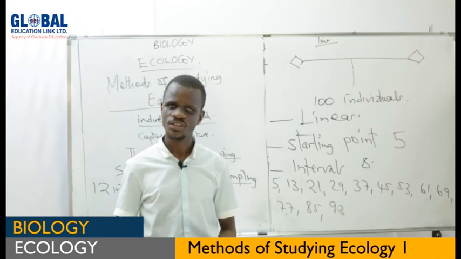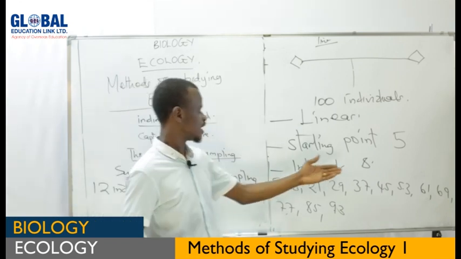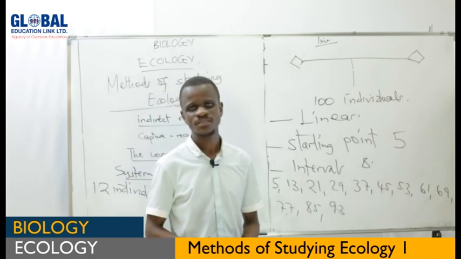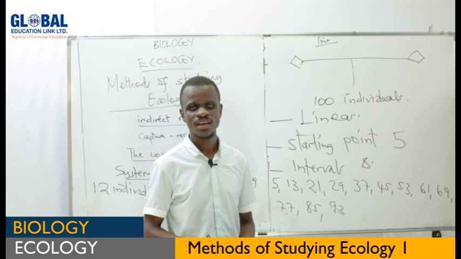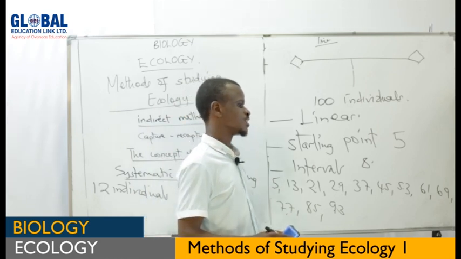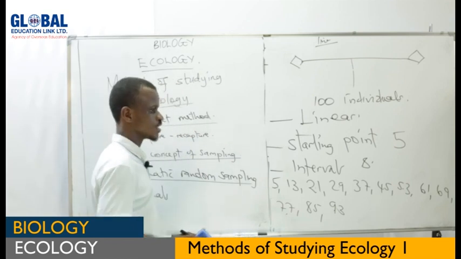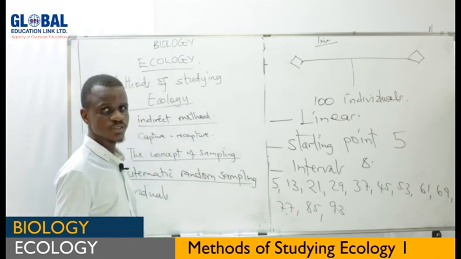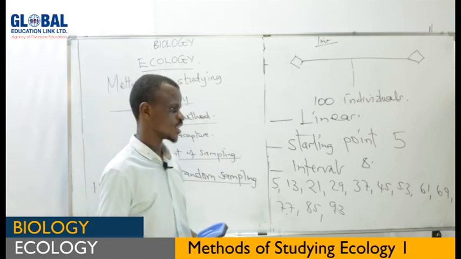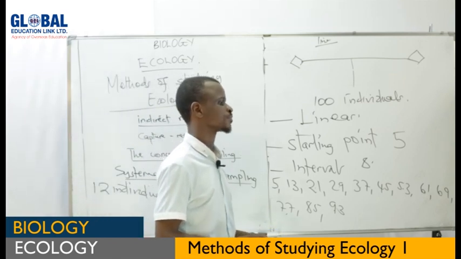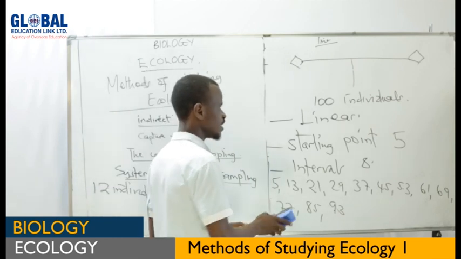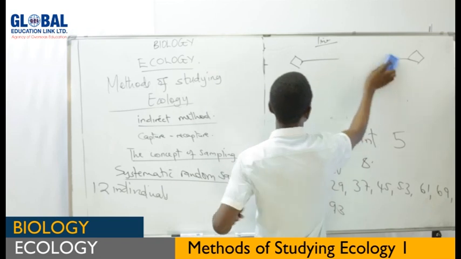Hope you are following, my student. Remember, we have selected a starting point. We have also an interval. Are we together? Therefore, that is all about systematic random sampling. Keep on studying different biological books. You will get more information about systematic random sampling. Now, student, let us see stratified random sampling.